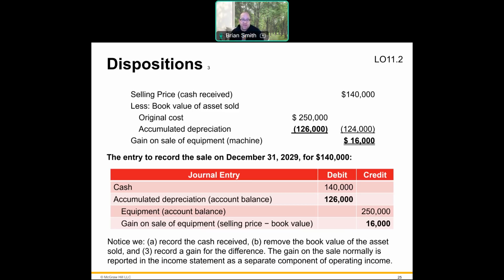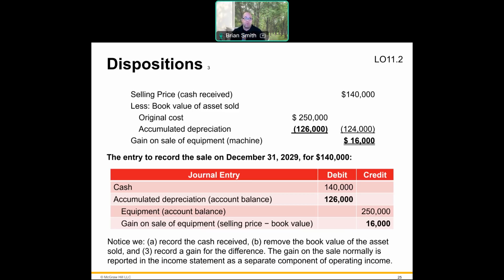You're going to debit the cash, debit the accumulated depreciation, credit the equipment, and in this case, credit the gain on the sale. If it were a loss, you debit the cash or whatever consideration you got, debit the accumulated depreciation, debit the loss, credit the equipment.